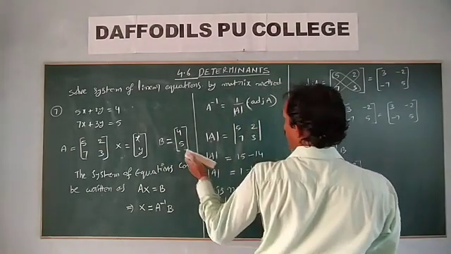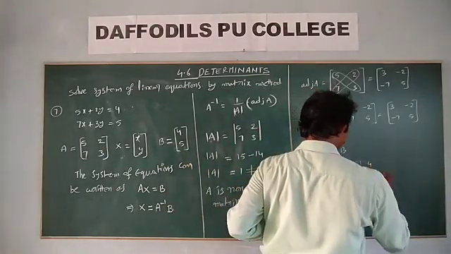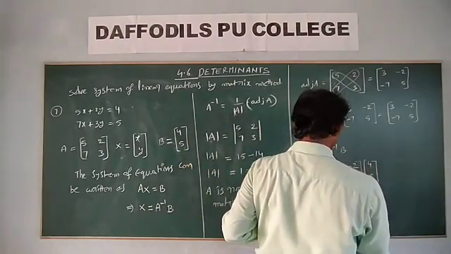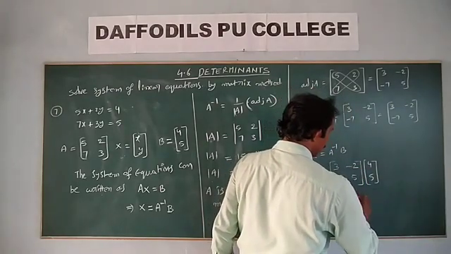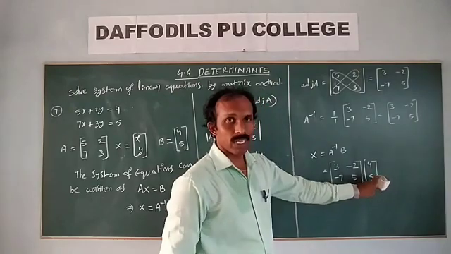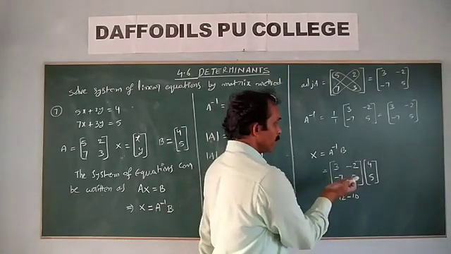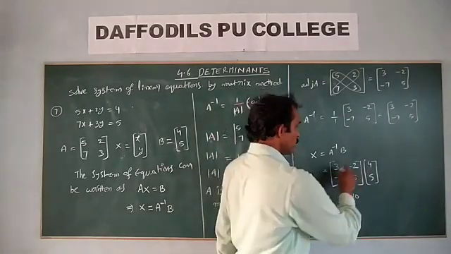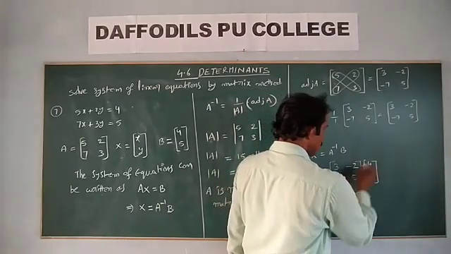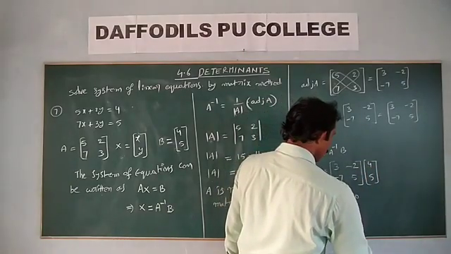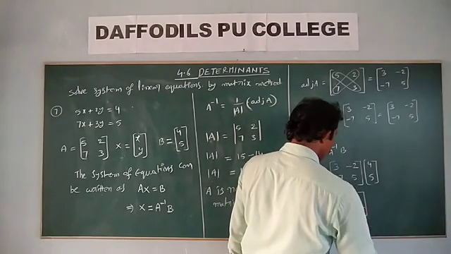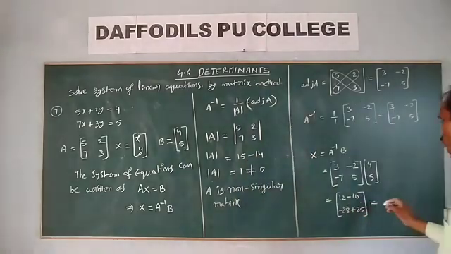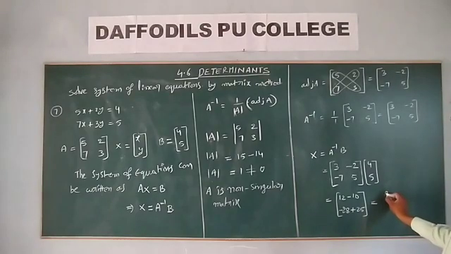What is the B value? B is 4, 5. Multiply: 3 fours are 12, minus 10. The matrices are 2 by 2 and 2 by 1, so the resultant matrix is also 2 by 1, meaning 2 rows and 1 column. 3 fours, 12, minus 10. Then minus 28 plus 25. This is equal to 12 minus 10, and 2 minus 3.